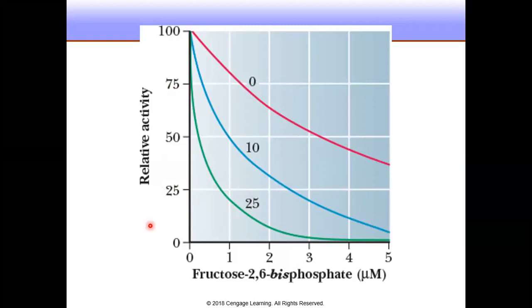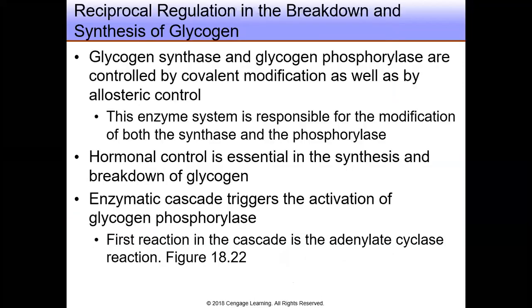Now, the breakdown and synthesis of glycogen exhibit similar reciprocal regulation. So glycogen synthase and phosphorylase are controlled by two types of control: covalent modification, which is phosphorylation, as well as allosteric control by allosteric effectors such as glucose, ATP, AMP, and glucose 6-phosphate. Now, an enzyme system is responsible for the modification of both the synthase and the phosphorylase. We saw that phosphorylation of the phosphorylase activates, whereas phosphorylation of the synthase inactivates.